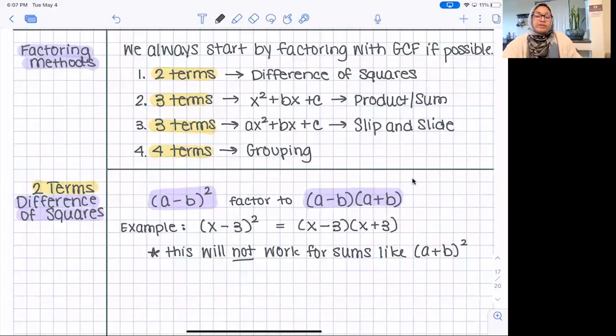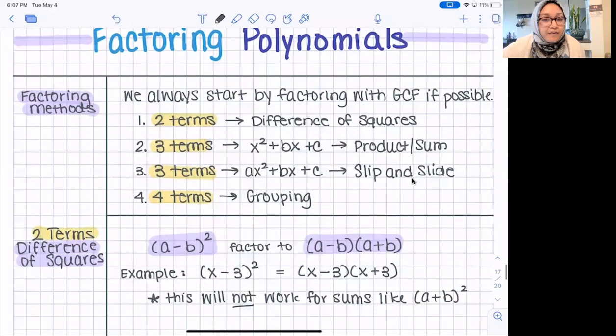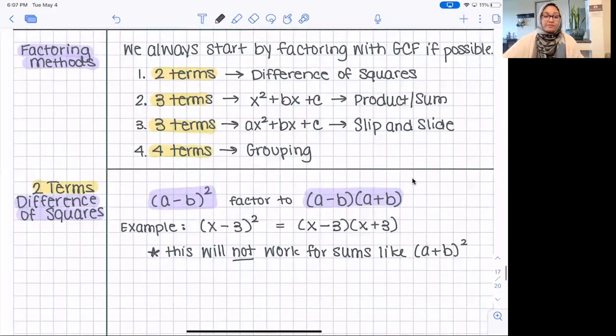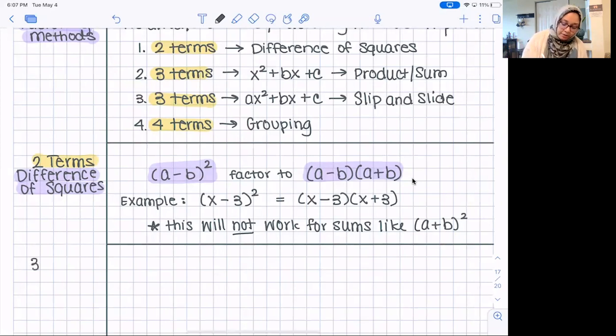In the last video, we did our intro to our factoring polynomials notes, and we talked about factoring difference of squares when we have two terms. Now we are going to move on and talk about factoring trinomials, all right? So when we have three terms, okay, and we're going to start off simple.